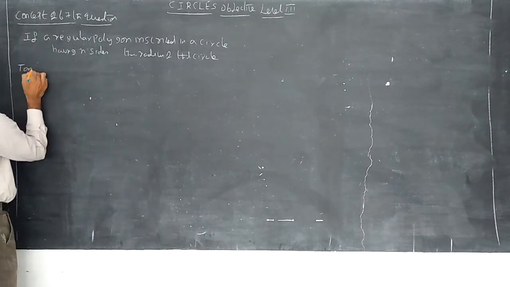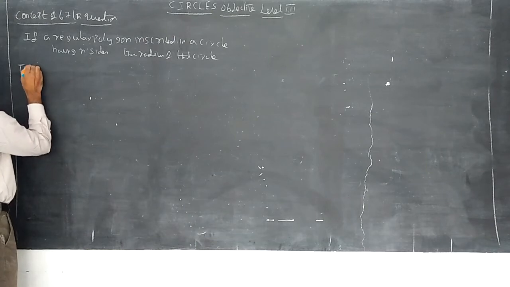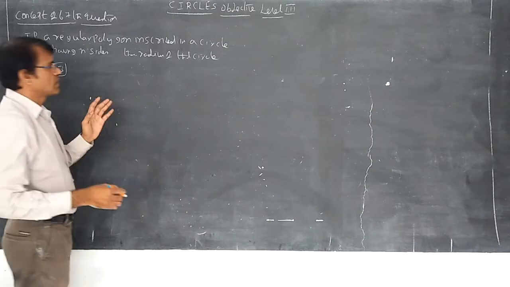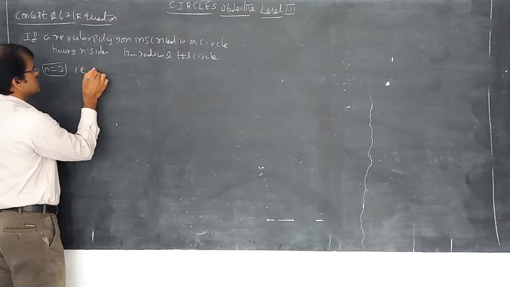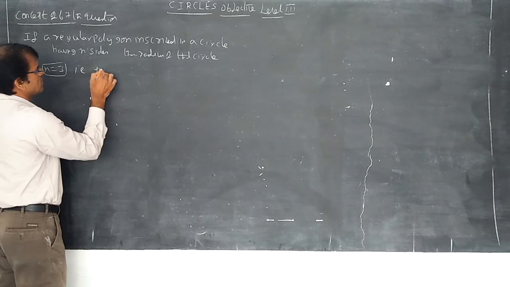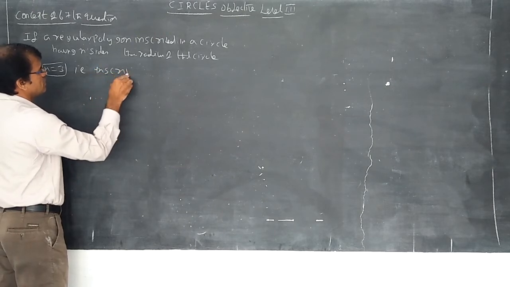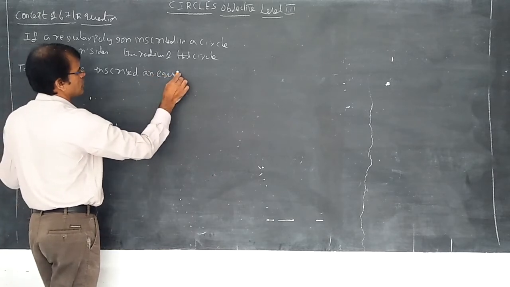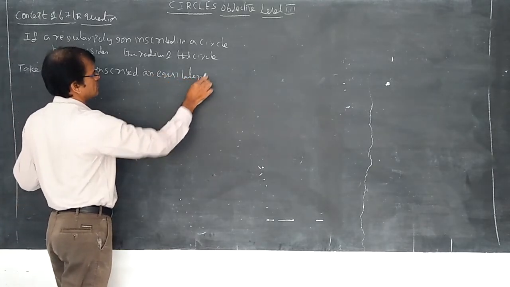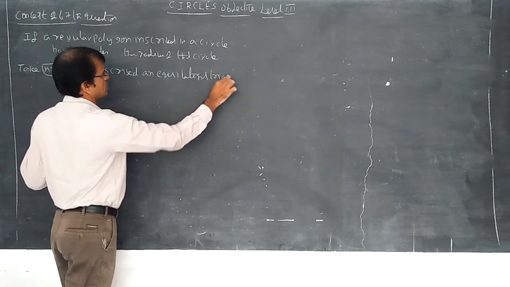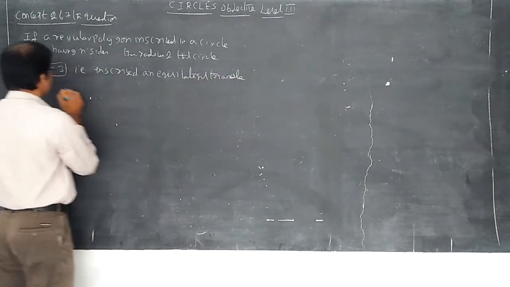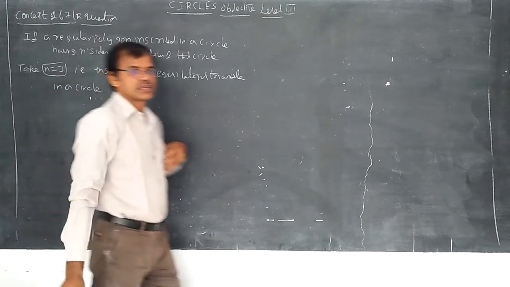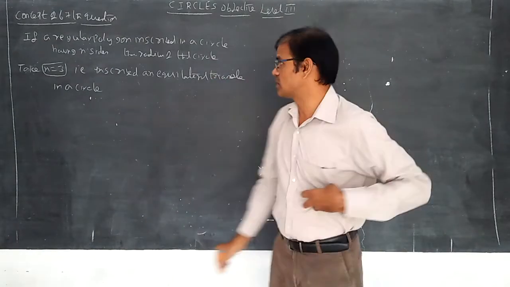Take n is equal to 3. Whenever n is equal to 3, the polygon becomes a triangle, that too an equilateral triangle. That is an equilateral triangle inscribed in a circle. So we should calculate the capital R. What is capital R? Circumradius.